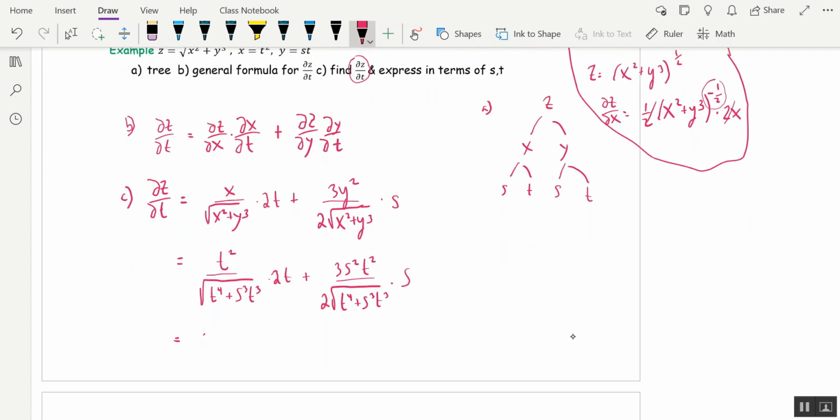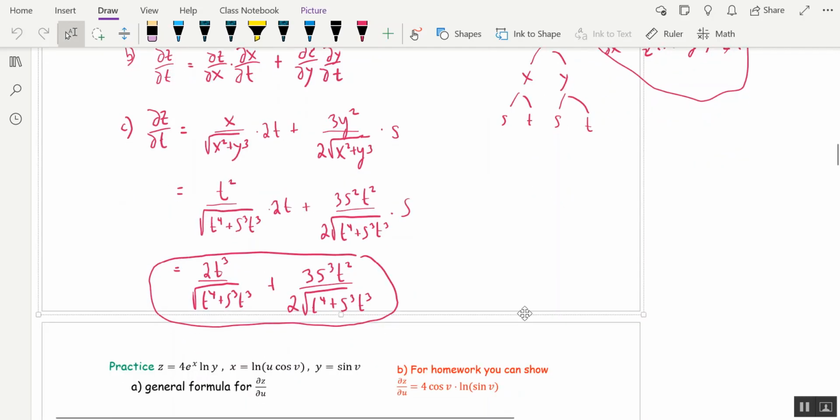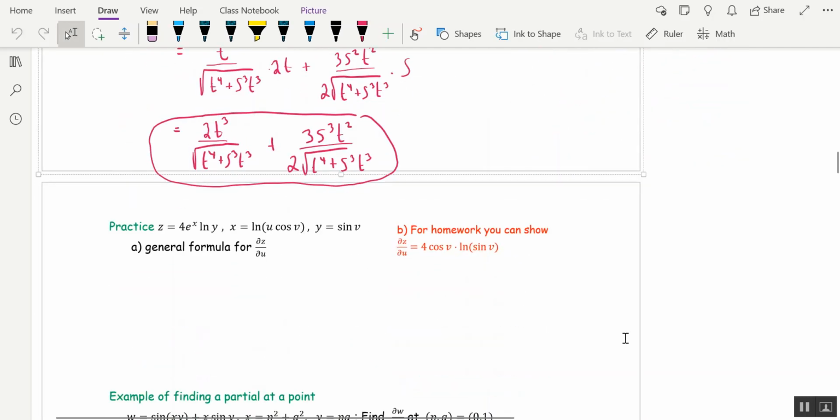And so finally, we get 2t cubed over square root t to the fourth plus s cubed t cubed plus 3s cubed t squared over twice the square root of t to the fourth plus s cubed t cubed. All right, we're going to do one more. I'm just going to get you started and you're going to finish it.